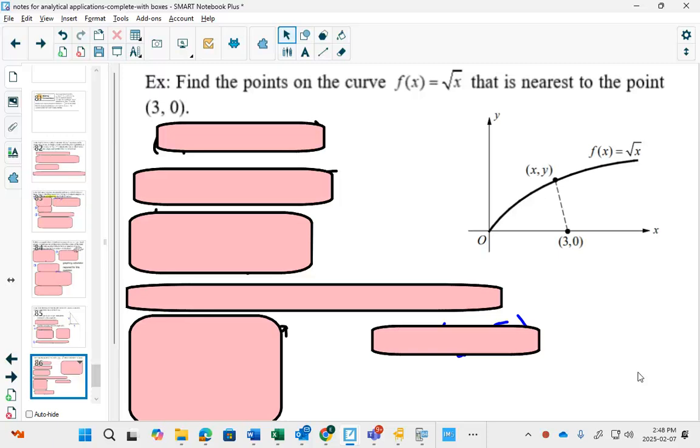Optimization problem. So what do we know? We know that there are 2 points, 3 comma 0, and this point, which is x comma y, we could replace the y with the square root of x, because that's its equation.